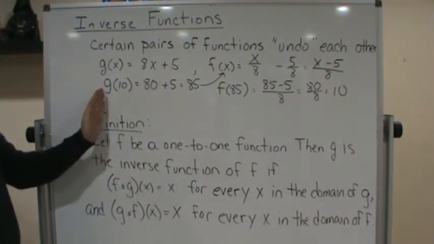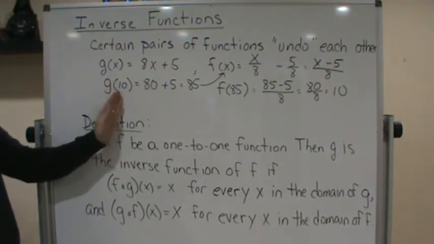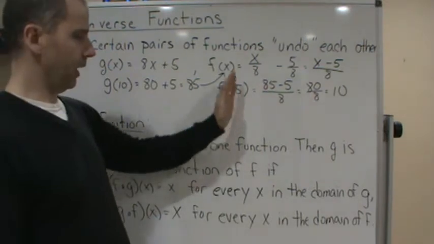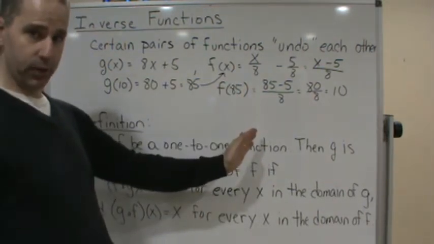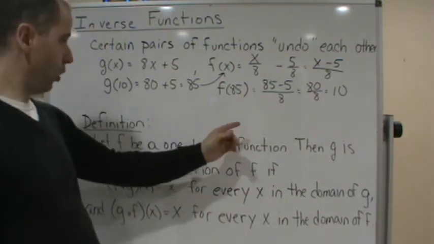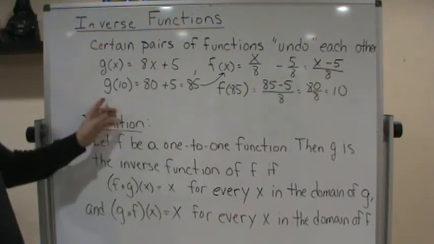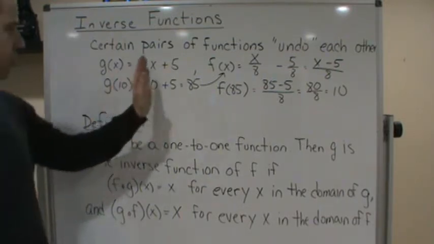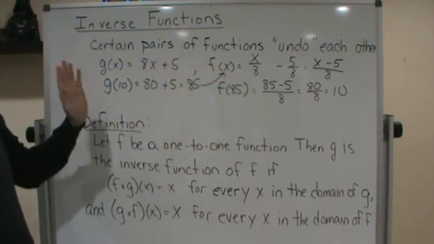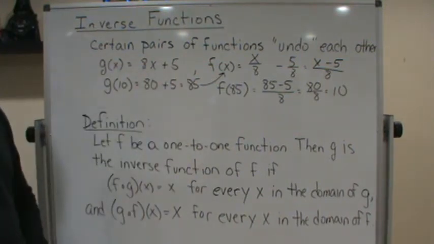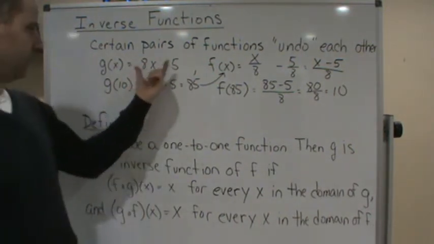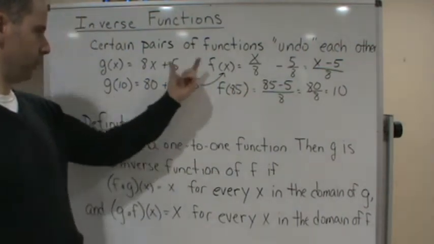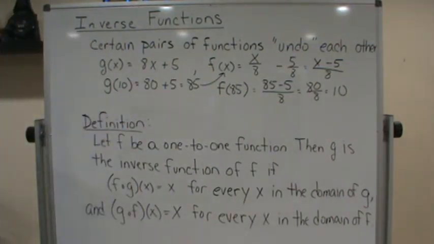Whatever g does to x, f undoes that operation. So it basically brings it right back to where we started. That's important because these two functions are what we call inverse functions of each other. So g is an inverse of f, and of course f would be the inverse of g. And that's what we mean by inverse functions.